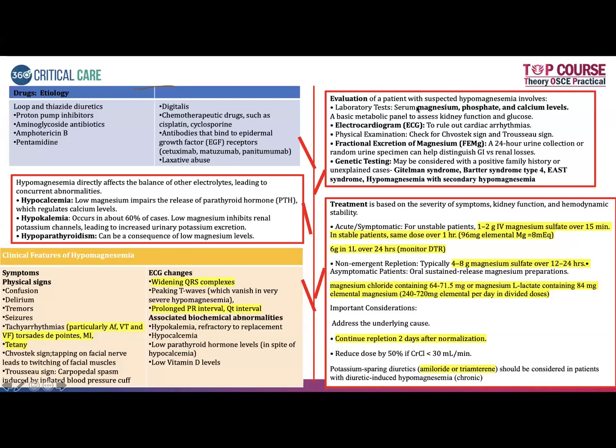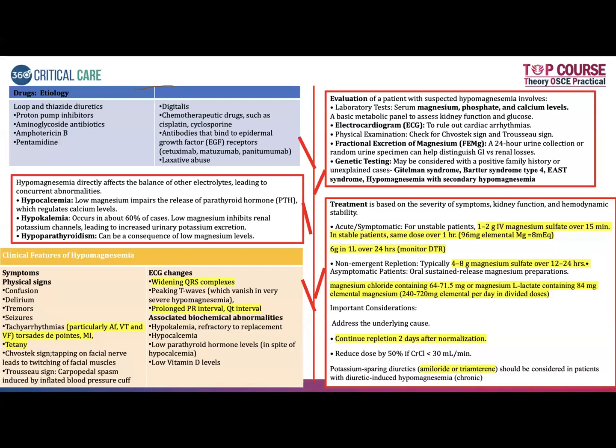When you're evaluating, check for other electrolyte levels as well. Do an ECG to look for arrhythmias. A fractional excretion of magnesium of more than 2% denotes renal losses. It will help to distinguish between GI and renal losses. If you are suspecting any other syndrome, genetic testing is advised.